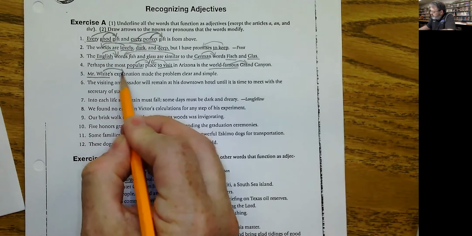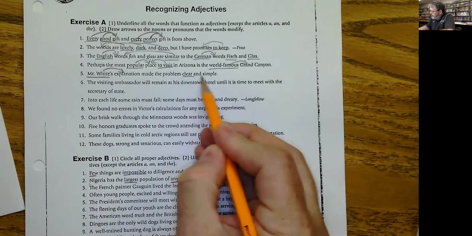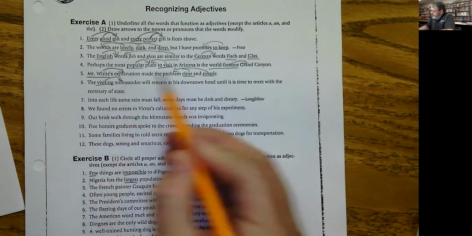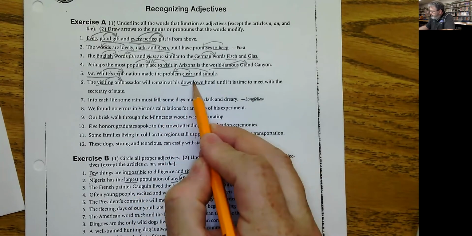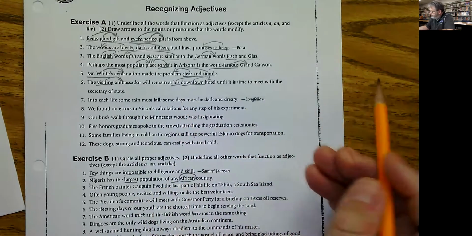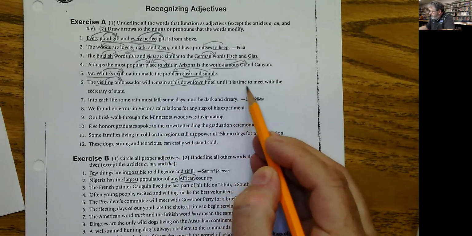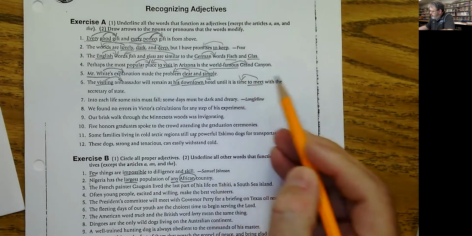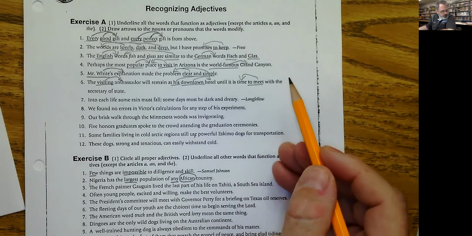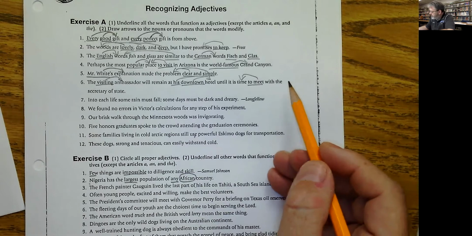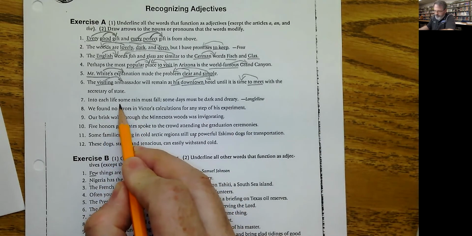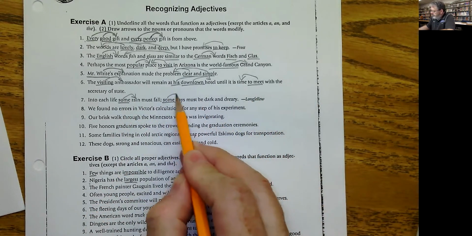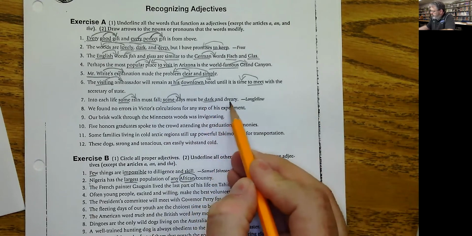Mr. White's explanation, whose explanation? Made the problem clear and simple. Visiting ambassador will remain at his downtown hotel, his hotel, until it is time to meet, what time to meet? The Secretary of State, that's all. Into each life, some rain must fall. Some days must be dark and dreary.